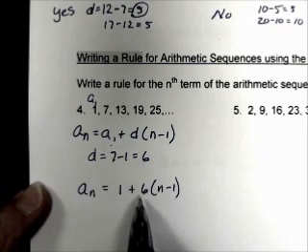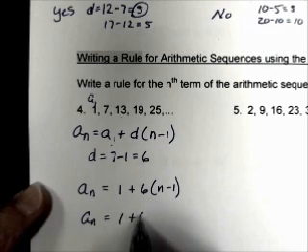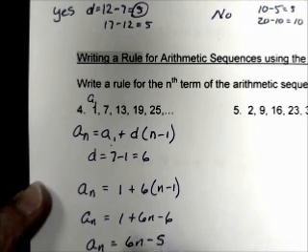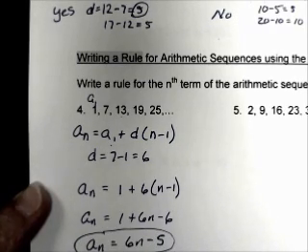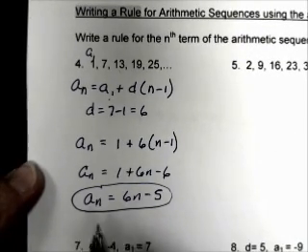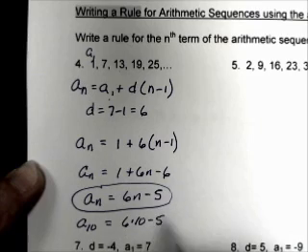And now simplify it. Distribute 6 over the parentheses. 1 plus 6n minus 6, and combine 1 minus 6 is going to be negative 5, so a sub n equals 6n minus 5. So this is our rule. The nth term would equal 6n minus 5, and we also want to find a10. So our 10th term would equal 6 times 10, subtract 5, 60 subtract 5 is 55.